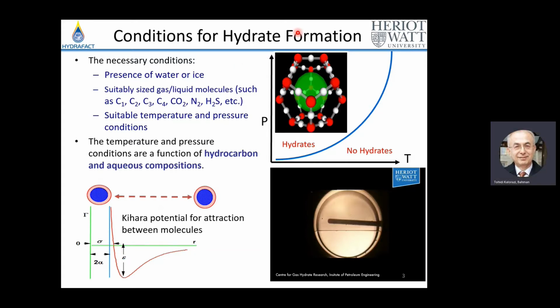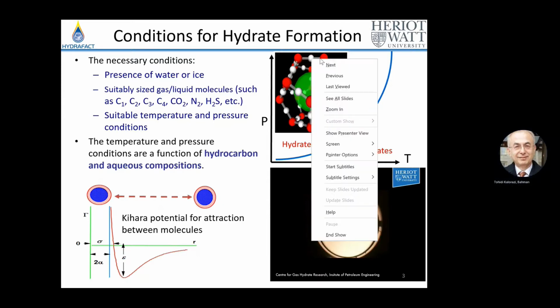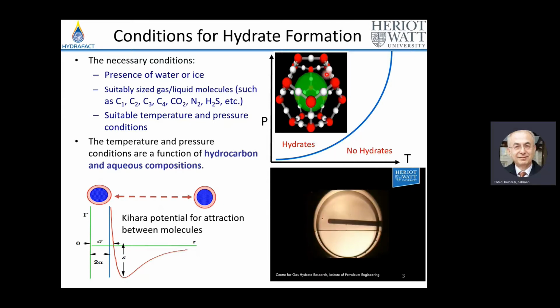A hydrate is a crystalline structure, like here. You have oxygen and hydrogen, oxygen and hydrogen. And of the two molecules, one is this oxygen and the other one is the gas molecule, the molecule that gets trapped in the hydrate structure.